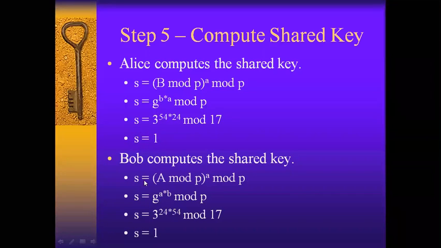So now similarly, if you are going to compute on the Bob side, then how are you going to do it? A mod P whole power of A mod P. So now this value is what we already discussed, that is G power A into B mod P. So now 3 power 24 into 54 mod 17. So you got the value as S equals 1. Now you can see the values of A and B, Alice and Bob, are the same. You can try it out in the calculator. Okay.